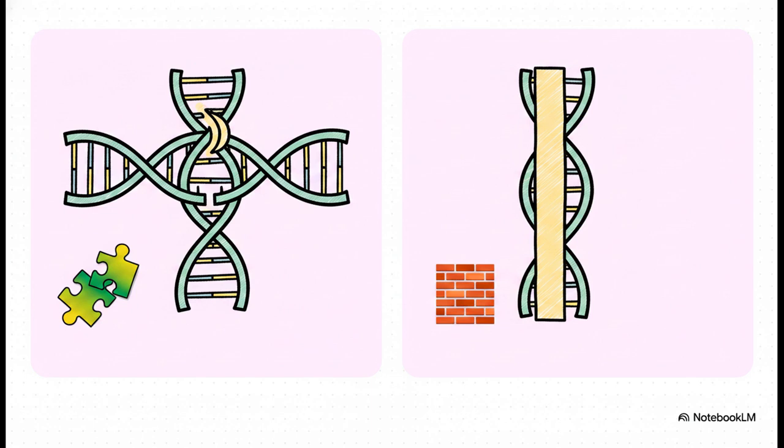And these overhangs are just fantastic for genetic engineering because they act almost like molecular Velcro, making it so much easier for different pieces of DNA to snap together. On the flip side, we have blunt ends. This is a straight, perfectly clean cut right across both DNA strands. Because there are no overhangs to grab onto, trying to join blunt-ended DNA fragments back together is significantly harder.